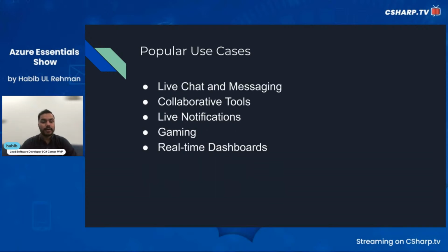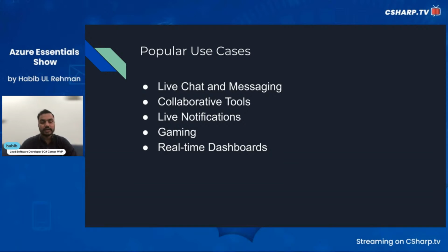There are a few popular use cases for real-time web applications. We have live chat and messaging. By using Azure SignalR service, you can enable users to send and receive messages instantly, as seen in chat apps like Slack, WhatsApp, and Skype. So you can use SignalR for that as well.